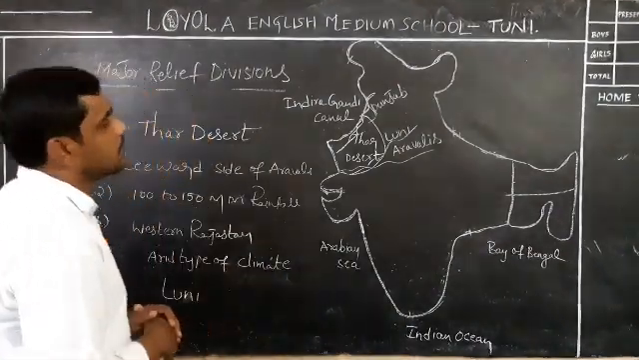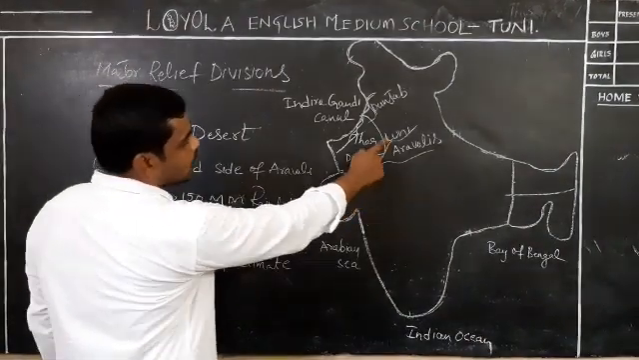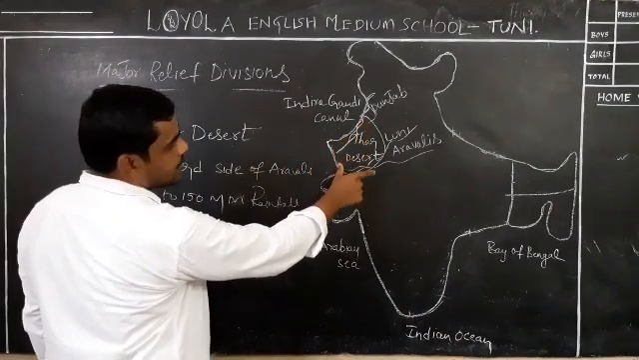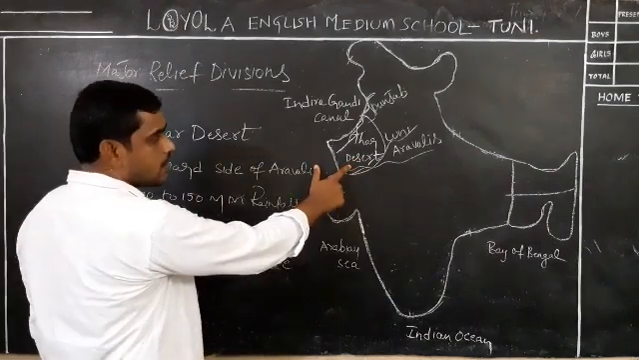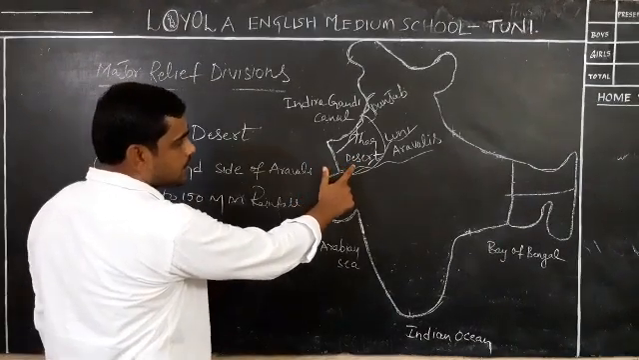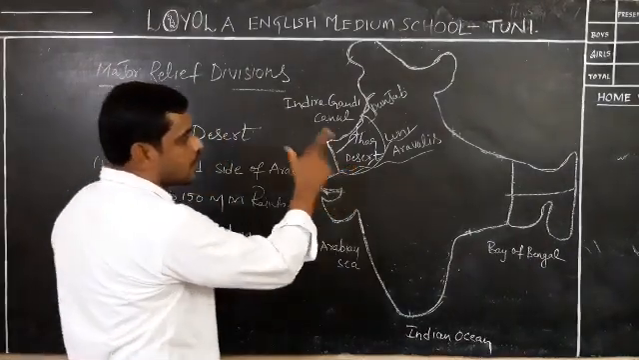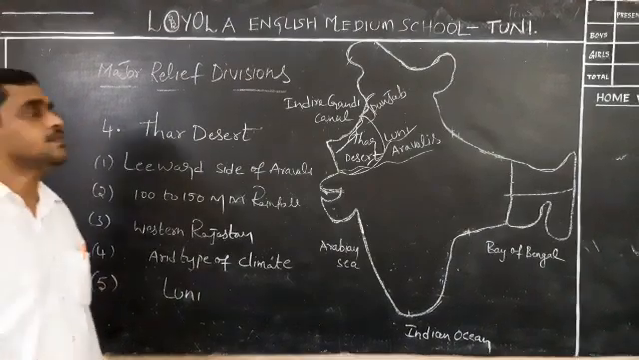And the Thar Desert mainly covers most of western Rajasthan. See, Rajasthan. Mainly this is located in Rajasthan. Especially in Rajasthan, the Thar Desert covers most of the western part.